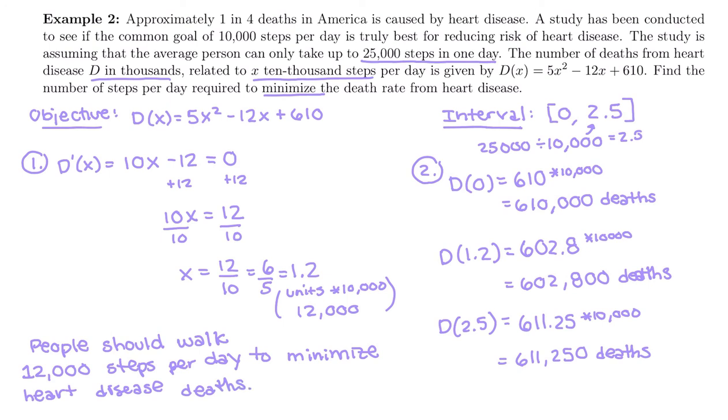Right? That's what the question asks. It says, find the number of steps per day to minimize the death rate from heart disease. So it doesn't ask for the actual minimum death rate. It just says, how many steps should we be recommending? So it seems like that 10,000 step goal is kind of random in reference to this study, in reference to heart disease, because our endpoints are 0 to 25,000, and our critical number isn't even 10,000. It ends up being 12,000 steps per day would absolutely minimize the death rate of heart disease.